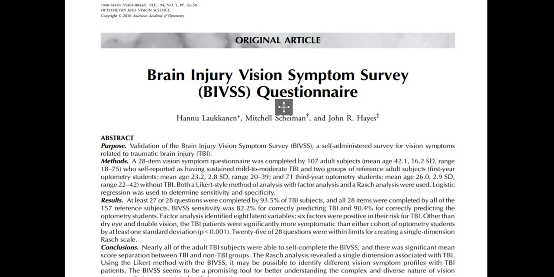And this is a study validating a brain injury questionnaire. It's self-administered, and it looks at trying to detect people's symptoms that are brain injured and compares them, in this case, to controls, which were optometry students.